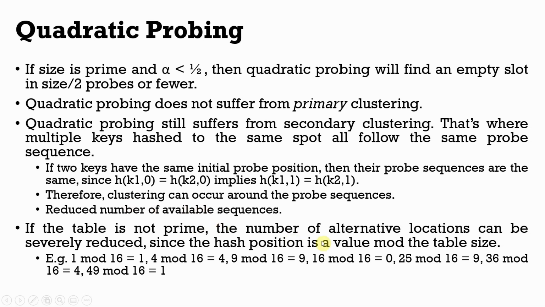If the table size is not prime, then this problem is going to get much worse. The number of alternative locations can be severely reduced, since the hash probe position is a value mod the table size. So for example, if our table size is 16, you see that 1 mod 16 is 1, and 4 mod 16 is 4, 9 mod 16 is 9, 16 mod 16 is 0, 25 mod 16 is 9, 36 mod 16 is 4, and so on. You see, we get 1, 4, 9, 0. That's it. And again 1, 4, and 9 are basically repeated many times. So the number of options that we have for locations is severely reduced.